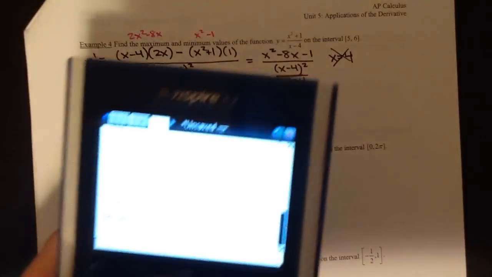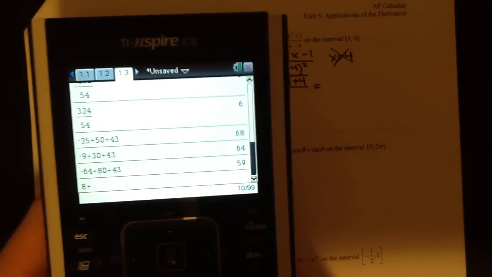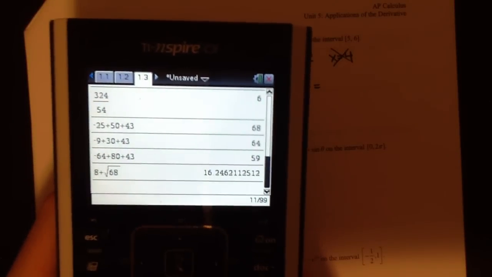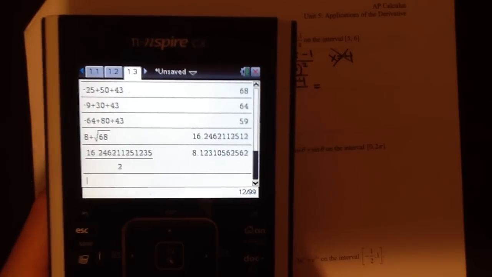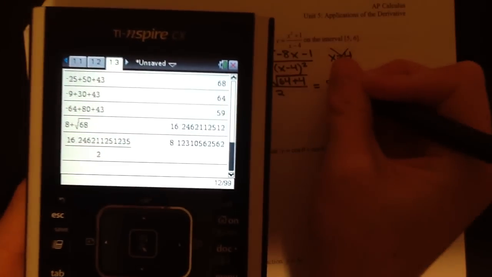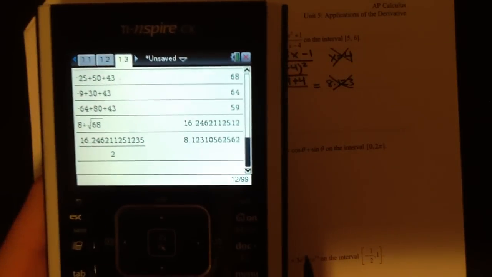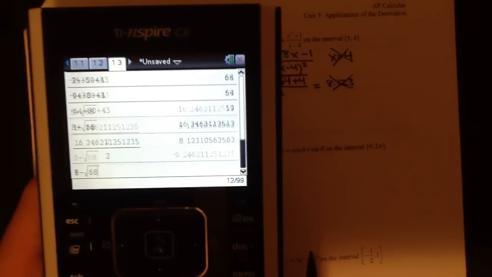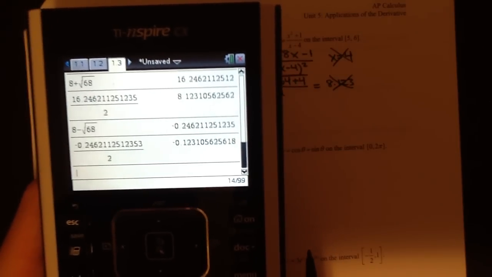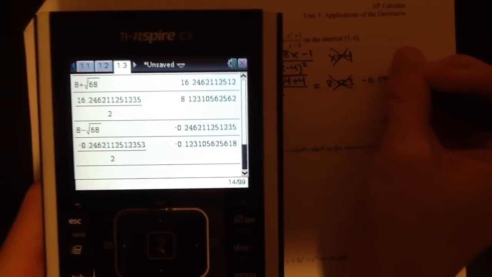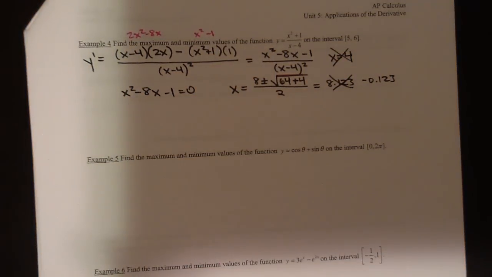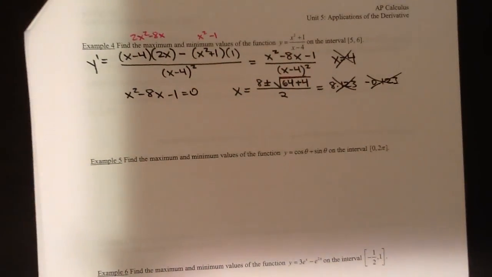All right, so we have 8. Let's start with 8 plus the square root of 68 over 2. Okay, that one's out. I'm going to write it down anyways, but 8.123 doesn't count because it's not in our interval. And let's do minus. So 8 minus the square root of 68, and then put that over 2. And that is a negative 0.123, and that actually doesn't count either. So I do have critical points, but none of them are on the interval, so none of them count. That was still step one, though. We still had to go through that whole process, find the critical points.